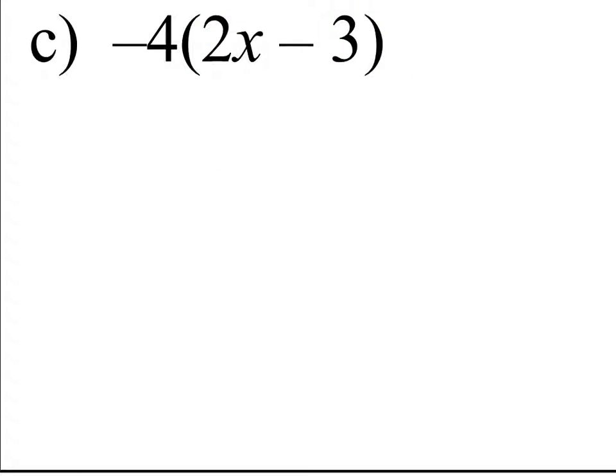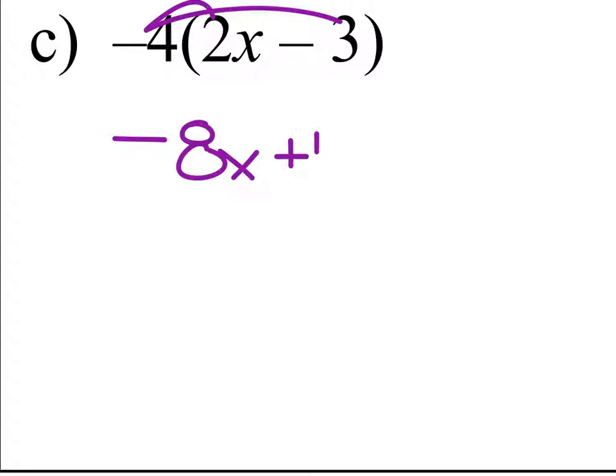Alright, so we got negative 4 times 2x minus 3. Negative 4 times the 2x would give us a negative 8x. Now this next one is negative 4 times negative 3, which would be plus 12. We'll be using this distribution in a lot of the problems you're going to see on the homework and then, of course, on the classwork.